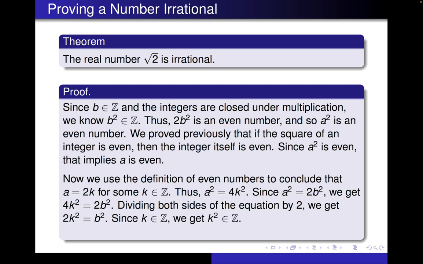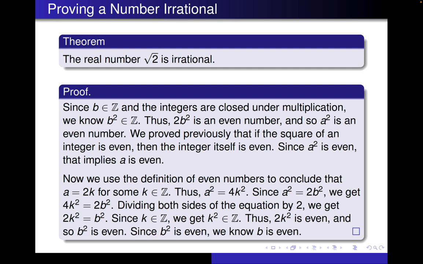And then we remind our reader that k squared is an integer, and so that means 2k squared is even, which means that b squared is even. Since b squared is even, we know b is even. We've already gone through this reasoning before, so we don't have to cite our theorem again.